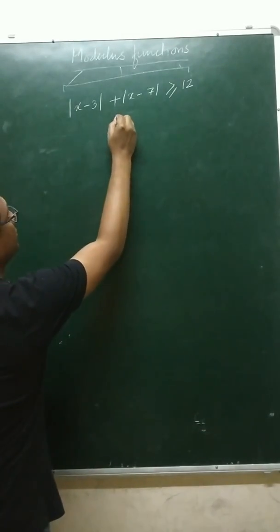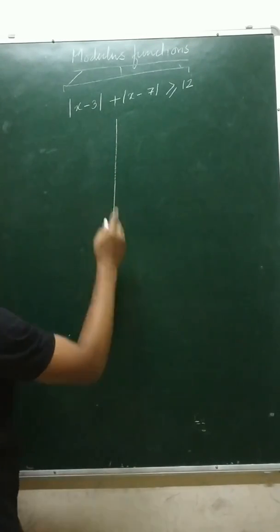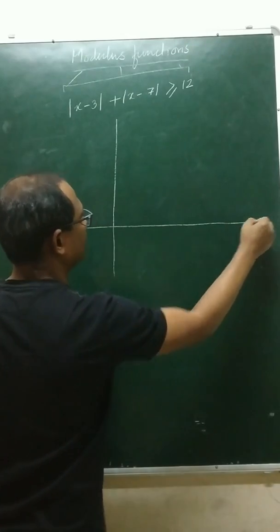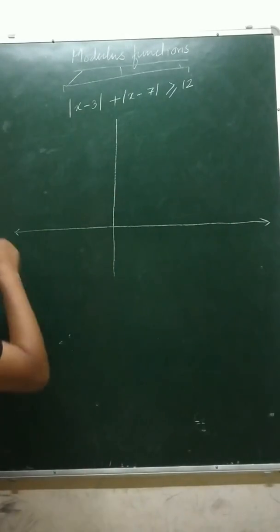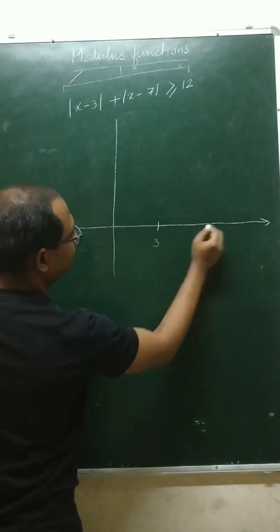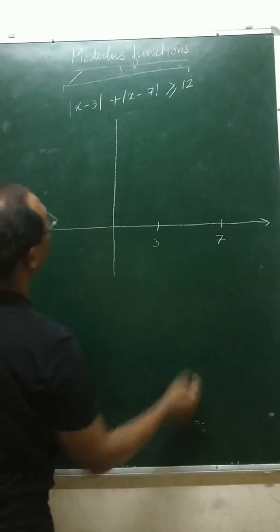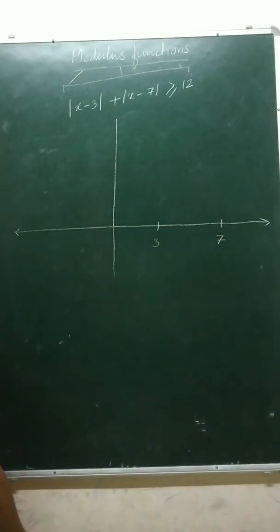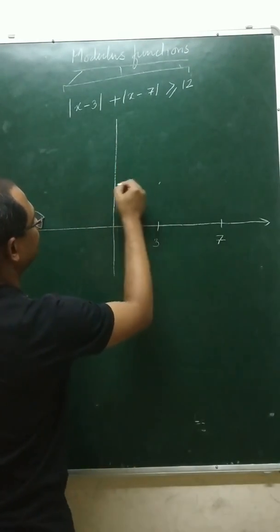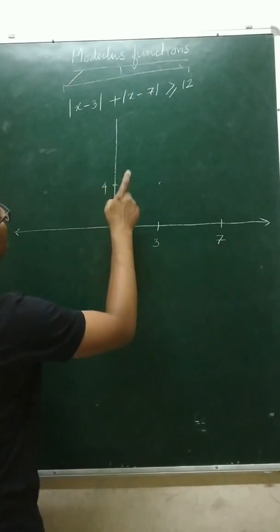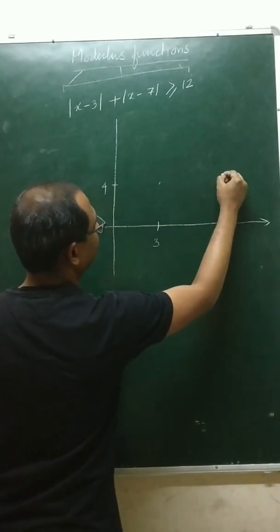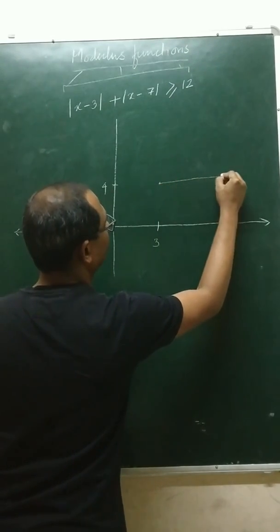Okay, we are going to draw. First of all, we'll draw for equality only. Critical points are 3 and 7. At 3, we're going to get 4. At 7, also 4. So this is what the graph will look like.